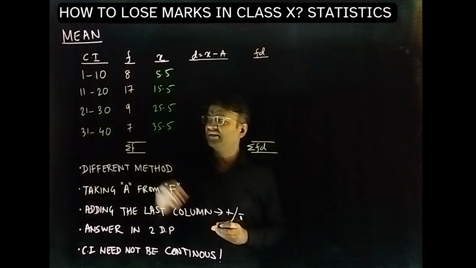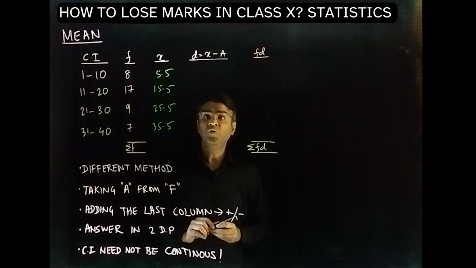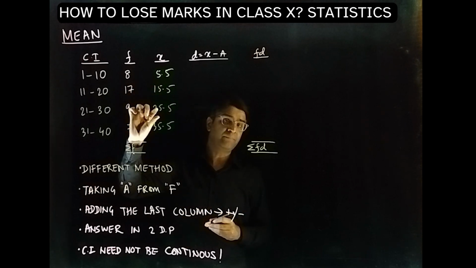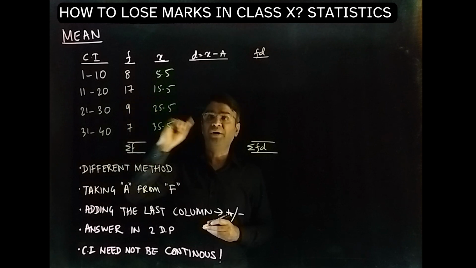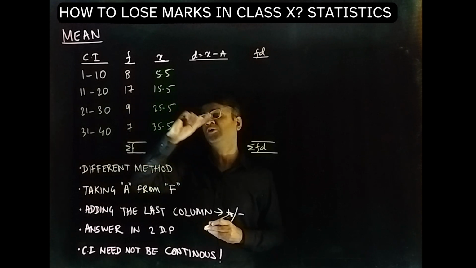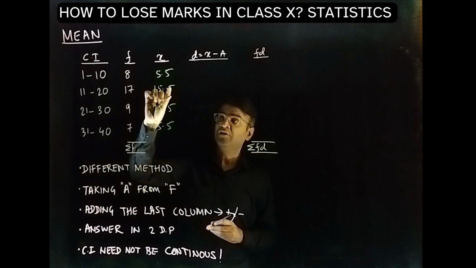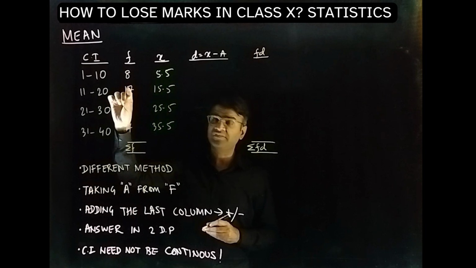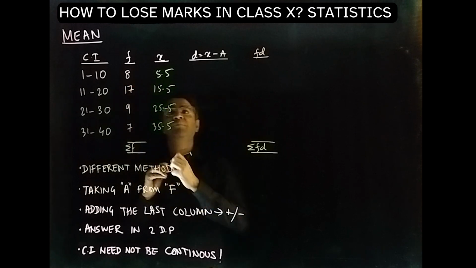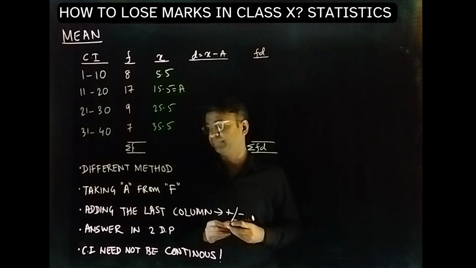Now here we see that the number of observations are even. So you have two middle terms. Either this or this can be taken as A. But you should always take the number corresponding to the higher frequency. Like in front of 25.5 you have only 9. But in front of 15.5 you have 17, which is higher. So we must take this as A or the assumed mean.